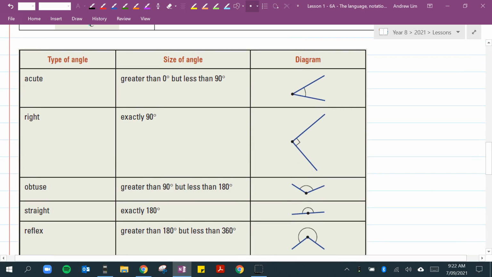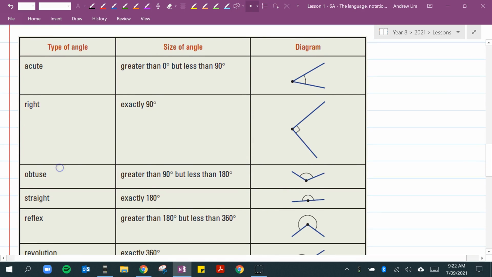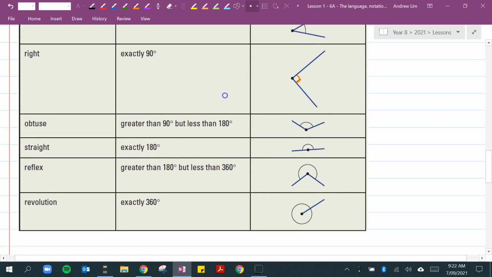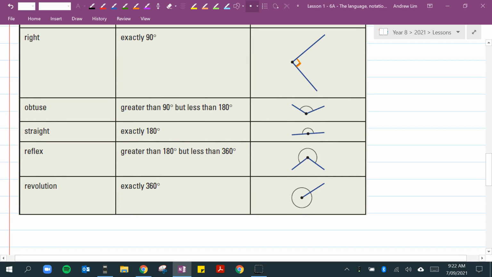We should know from primary school, acute angles are greater than 0 but less than 90. Right angles are exactly 90 degrees, and we use this little square here to indicate that it's a right angle, that's 90 degrees. An obtuse angle is greater than 90 but less than 180 degrees. A straight angle is 180 degrees. A reflex angle is greater than 180 but less than 360. And a revolution is exactly 360 degrees.